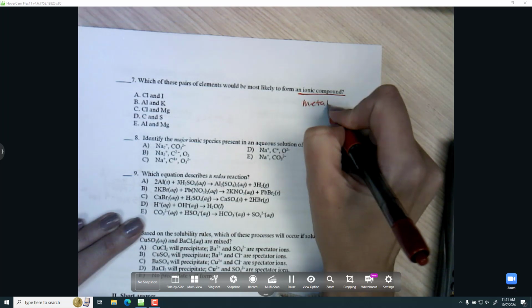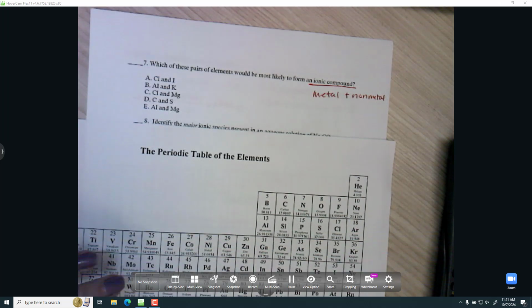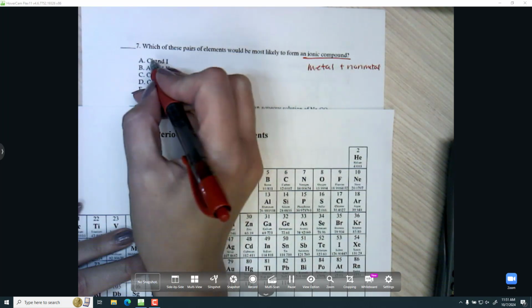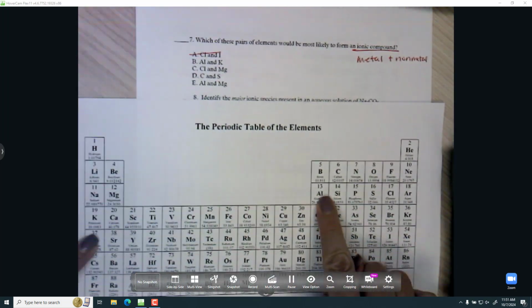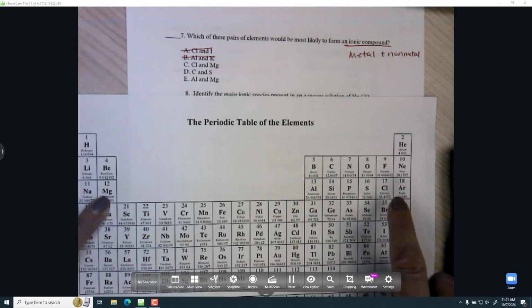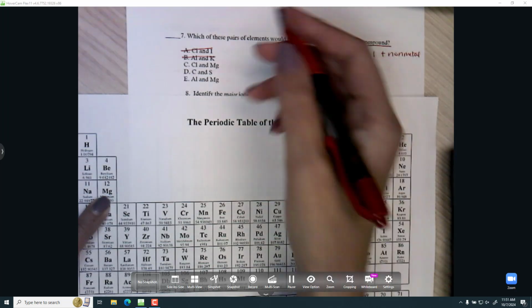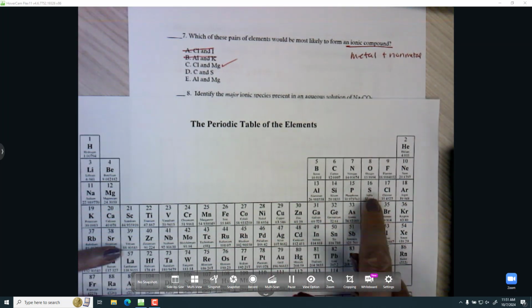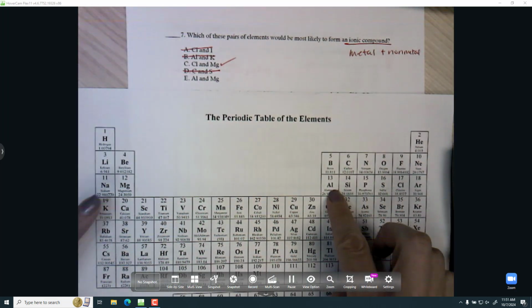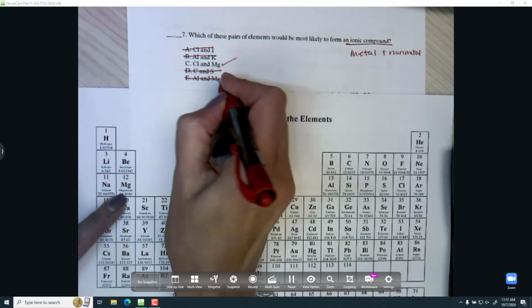All right, for ionic compounds, we're looking for a metal plus a nonmetal. So I'm going to pull out my periodic table. Remember, the metals are on the left side and the nonmetals are on the right, and we're looking for one of each. First up, I have chlorine and iodine, which are both nonmetals, so that's not it. Then I have aluminum and potassium. Aluminum, even though it's on the right, it is a metal, so that's 2 metals, not it. Magnesium and chlorine, that looks promising. Carbon and sulfur are both nonmetals, that's not it. And then aluminum and magnesium are both metals, so that's not it. So just that C is the only answer.